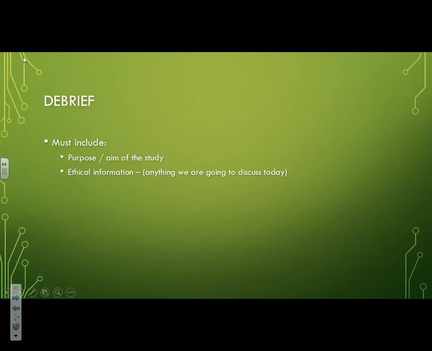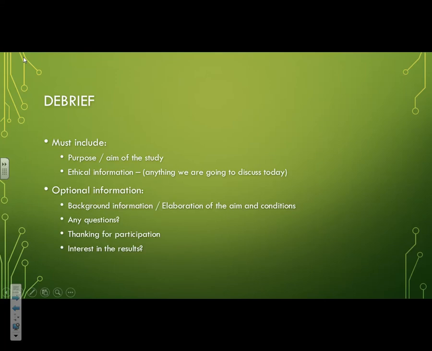Absolutely everything we're going to talk about today could be included in the debrief: informed consent, right to withdraw, confidentiality, privacy, all the things that we are going to cover. And then additional optional information. So this is the mark scheme. The debrief basics are the things you won't get any marks for otherwise if you didn't do them. You must include the purpose or the aim of the study and the ethical information.